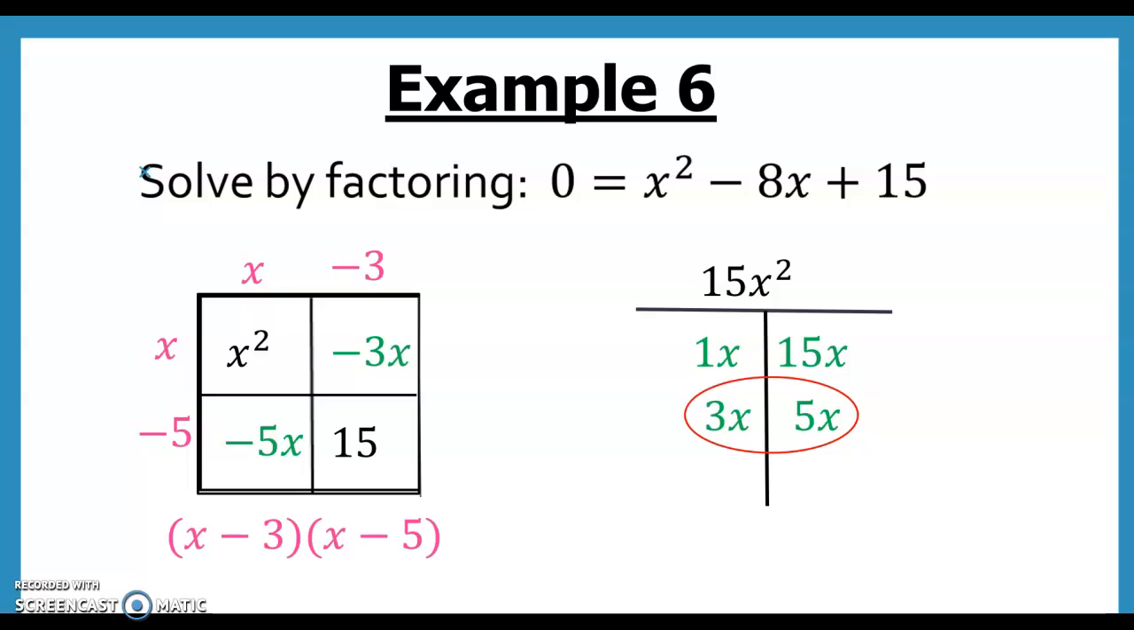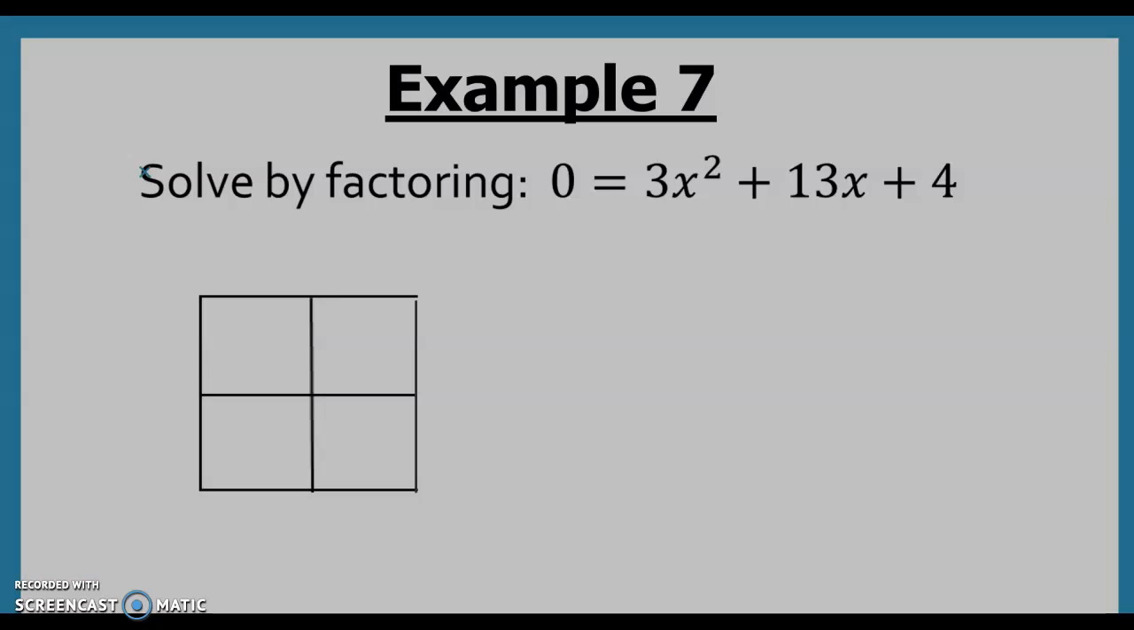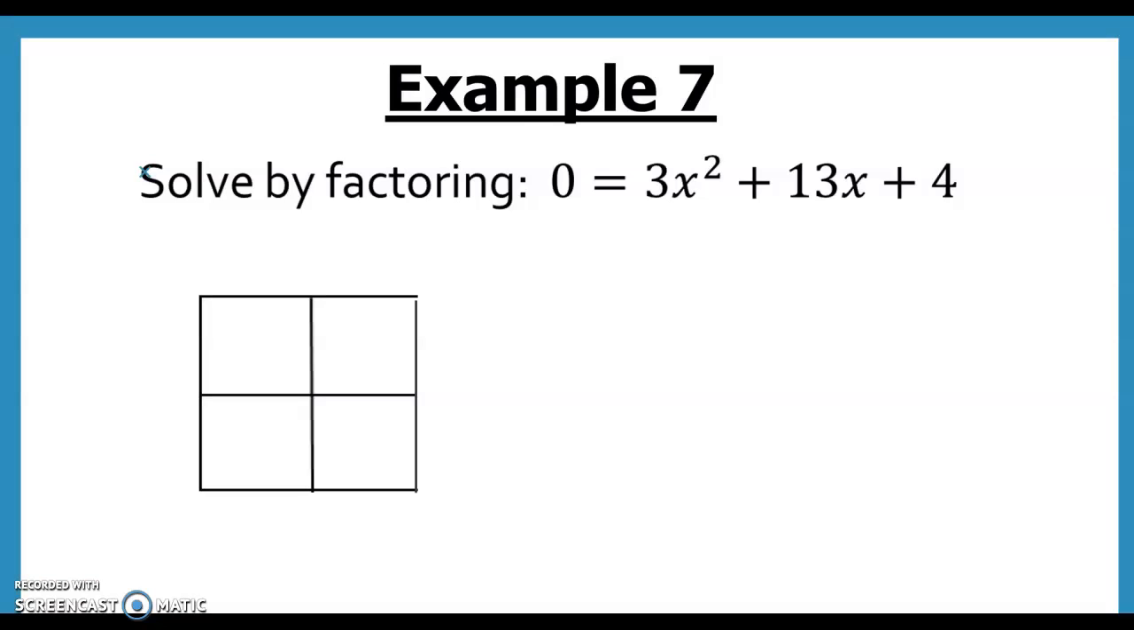That should equal 0. So one of those has to be 0. So x is going to be 3 or x is going to be 5. And now we've solved our second quadratic. Let's take a look at our last example.